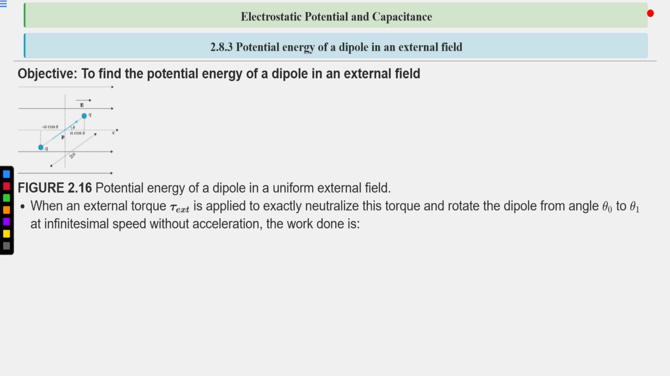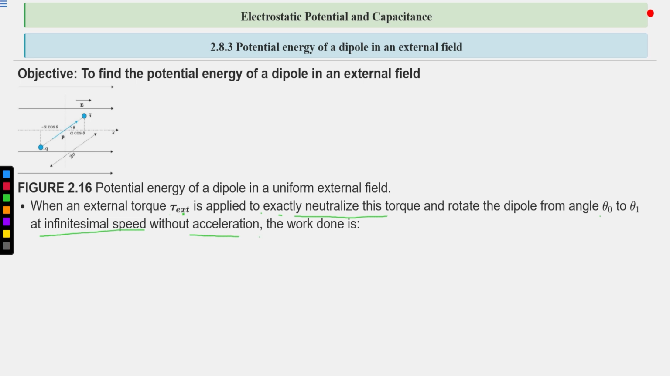Now we are applying the external torque in the opposite direction to exactly neutralize the torque produced by this electric field in the dipole. We are producing external torque to exactly neutralize the torque produced by the electric field and rotate the dipole from theta naught to theta 1 at infinitesimal speed without acceleration.